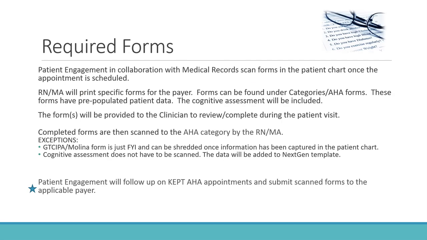So once patient engagement schedules the appointment, they'll work with medical records to be sure the forms that are needed are scanned into the patient's chart so they're available when the patient comes in for their AHA. The nurse or MA will be the one to print out the specific forms for that payer, and those forms will be found under categories in the patient chart. The forms have pre-populated patient information, and they will be printed along with the cognitive assessments so they're available for the clinician to use and review and complete during that visit.